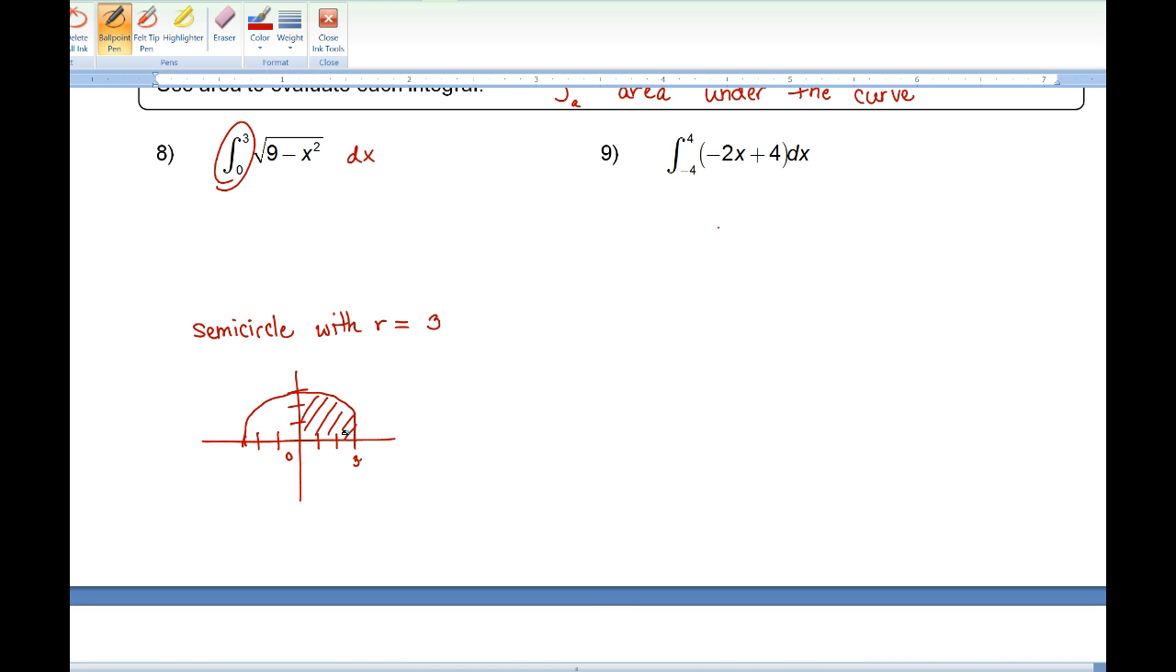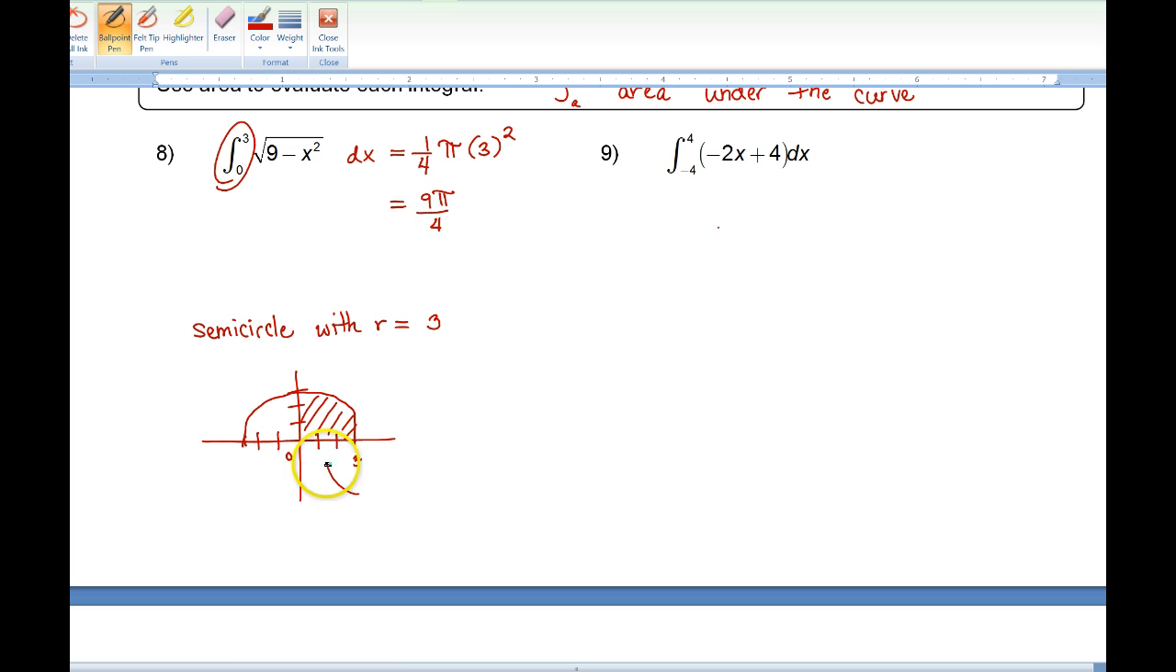If it had a negative sign in front, then it would be the part below the x-axis, but when it's positive, it means the semicircle above the x-axis. If it said from -3 to 3, we would want the area of the whole semicircle. But because it's from 0 to 3, we just want half of the semicircle, which would be a quarter of a circle. So it would be 1/4 of pi r squared, where r is 3. So 9 pi over 4.